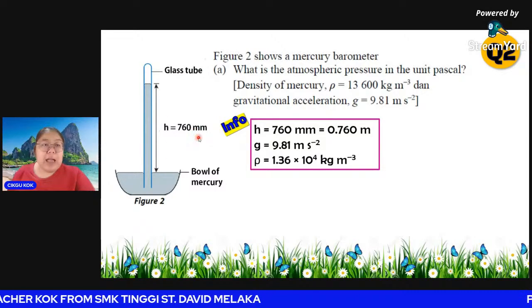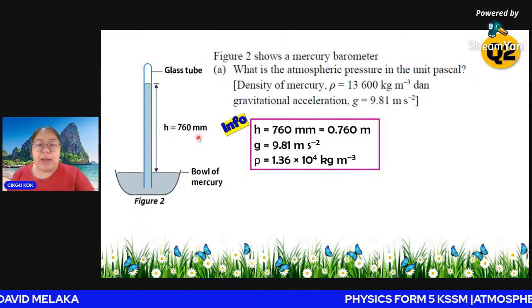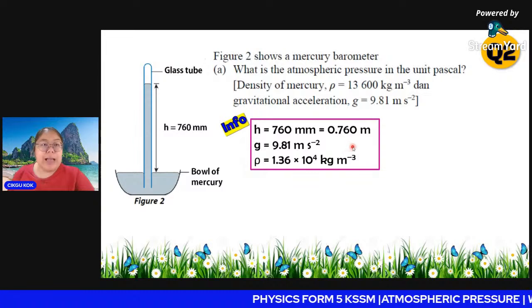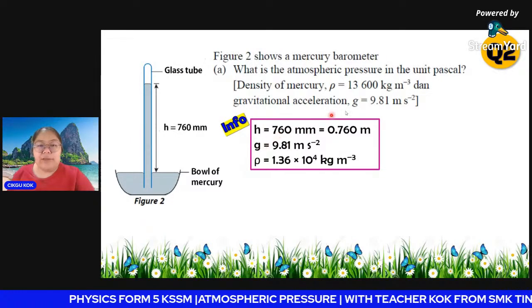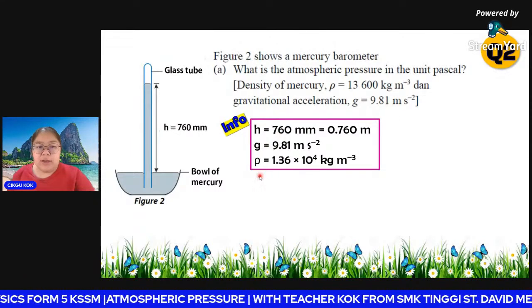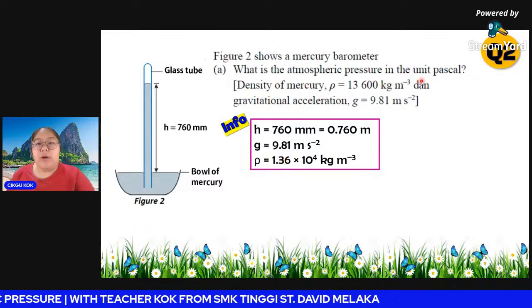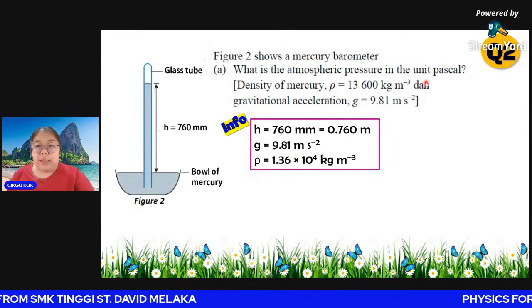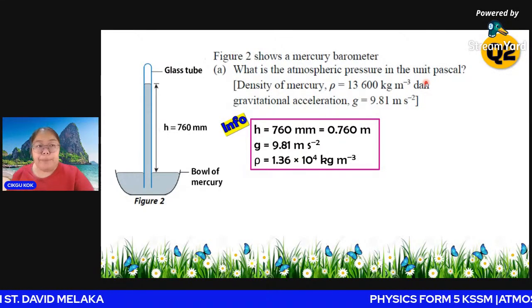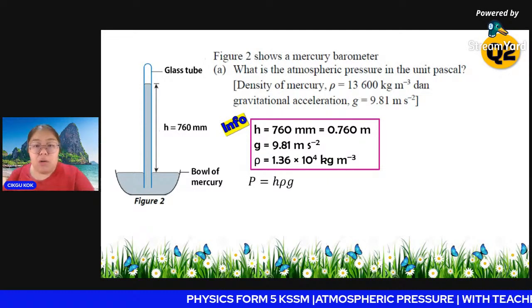760 mm. So normally if you want to count in Pascal, we cannot use mm. So we straightforwardly convert to meter first, 0.76. Okay, after that the gravitational acceleration they provided. Then this one is the density of the mercury. Okay, so from here I want to convert to Pascal. Remember the formula you want to convert to Pascal. P equals, okay, H rho G.